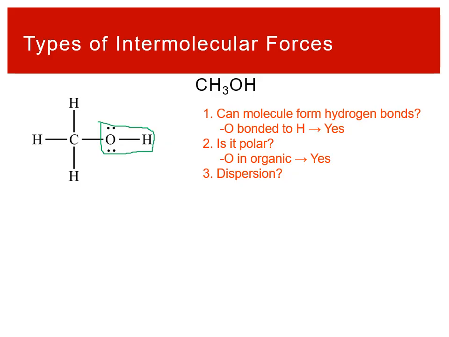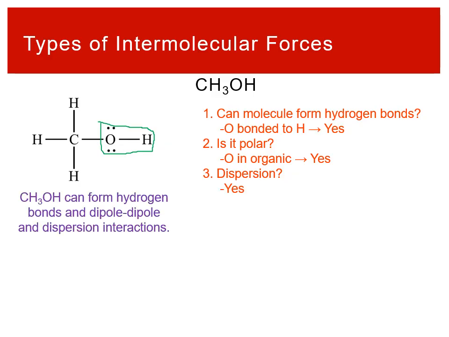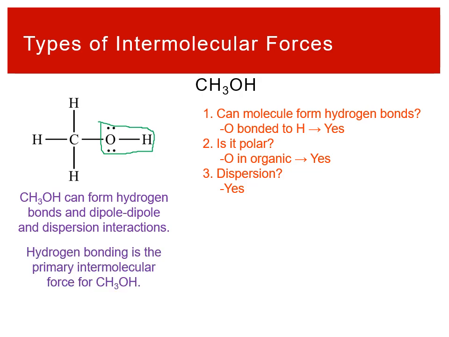That's a polar molecule. Can it form dispersion? Yes, because all molecules can form dispersion interactions. So CH3OH can form, again, all three types of interactions, but hydrogen bonding is primary. So we actually previously looked at what it looks like when these molecules line up next to each other, and it's all based around hydrogen bonding. Hydrogen bonding is going to drive the relative arrangement of molecules because it's the primary intermolecular force.